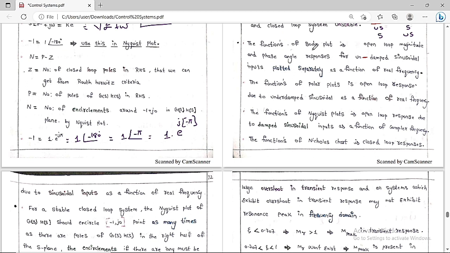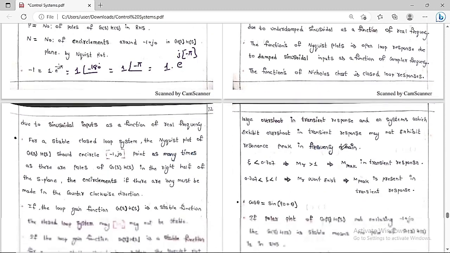So here in the Bode plot, we are going to use the undamped sinusoidal input. In the case of polar plot, we are going to use the underdamped sinusoidal input, whereas in the Nyquist plot, we are going to use the damped sinusoidal inputs. And here we are going to use the purely undamped sinusoidal inputs in the case of Nichols chart. So these things you always have to keep in your mind.